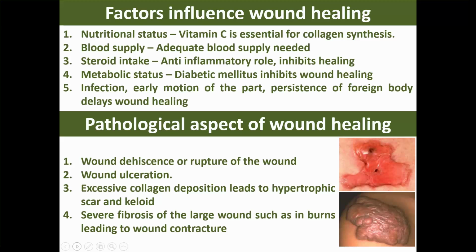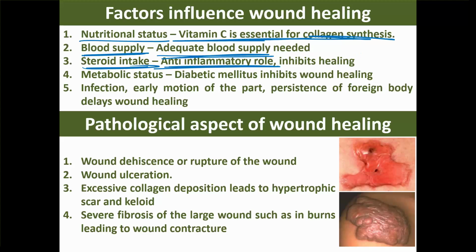Now coming to the factors which influence wound healing, nutritional status is very important. We all know vitamin C is essential for collagen synthesis. Blood supply is very important because blood supply brings the nutrition. If the person takes steroids, that is a very potent anti-inflammatory drug. If there is no inflammation, that will not produce proper healing, so it inhibits healing. Diabetes mellitus also inhibits inflammation, and that also inhibits wound healing. Infection is always a big problem, as is persistence of foreign substances. When there is an open injury in an accident or trauma, we have to clean the wound properly because no foreign substance should be there, or it will delay wound healing.